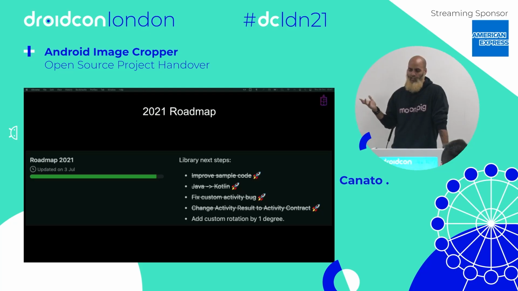And we changed the deprecated active result to the active contract. Again, this was not me. This was somebody in the community who saw this on the roadmap and said, hey, I want to do this because I want to use it this way. I'm like, be my guest. And it was amazing. Great work. Did much better than I could have done myself.